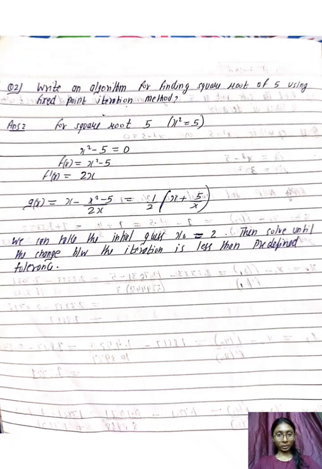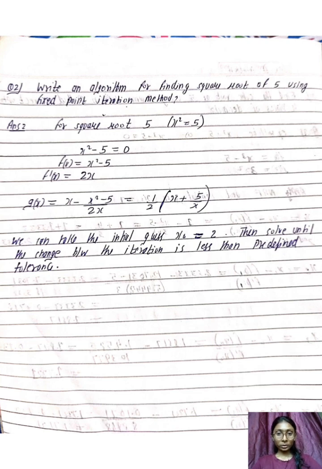Recording myself with Angelika. Today I will solve my first internal question paper of Computer-Oriented Numerical Methods, set D, question number 2. The question is: write an algorithm for finding the square root of 5 using the fixed point iteration method.